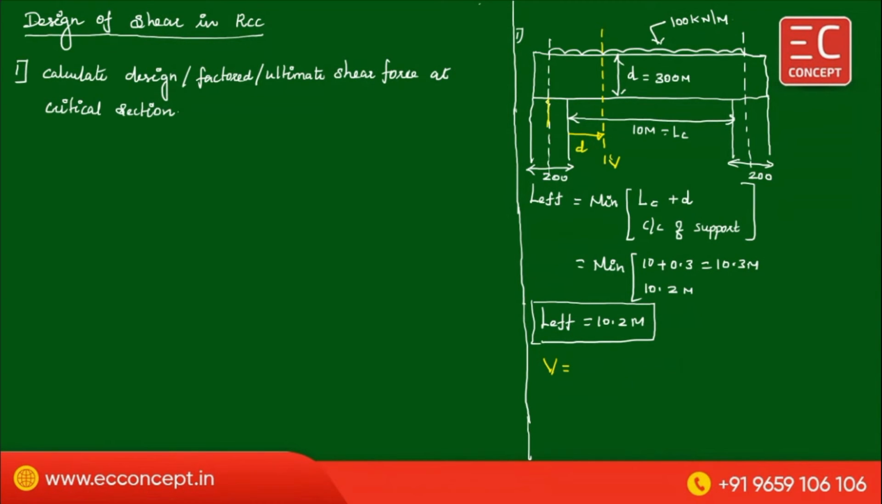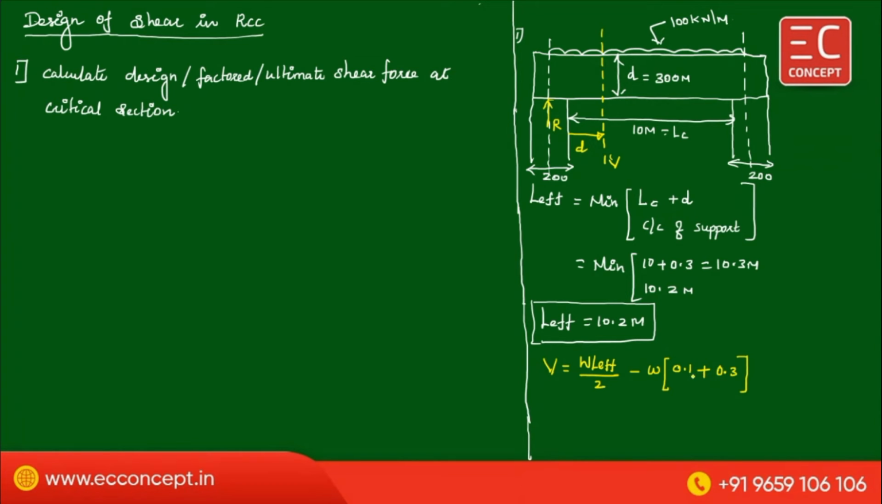This is a reaction. We have to calculate the shear force at this point. What is this reaction? W L effective by 2, right? We know WL by 2 minus the downward force. What is the downward force? W into 0.1, that is 200 divided by 2 for this distance, plus the d distance. What is d? 0.3.